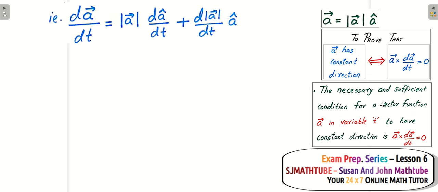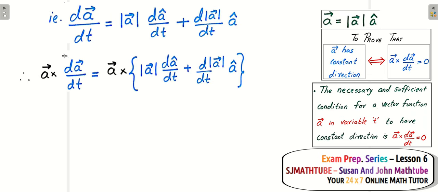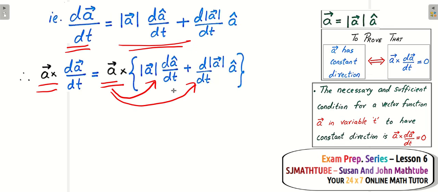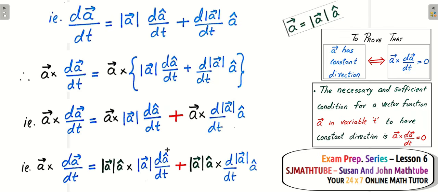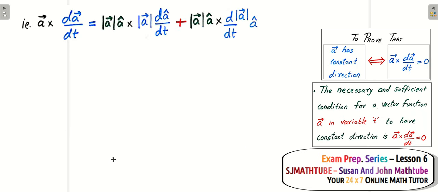So I'll repeat, I'm trying to find this quantity A cross dA by dt. So now what I do is I'll take cross product on both sides. I know the value of dA by dt, so I'm going to take cross product on both sides. Now let's distribute this, and I hope you still remember the first step of the proof. Vector is modulus of A into A cap. So we are almost near the value of A cross dA by dt.